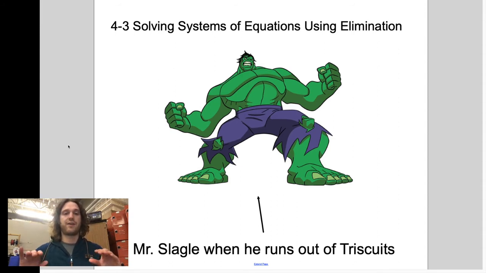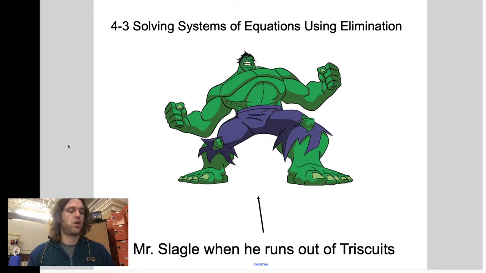Now, when we learned graphing, sometimes if the lines didn't cross directly on a grid line, we had to estimate what the solution was. With substitution, we got an exact answer. Turns out, with elimination, you also can get an exact answer, which is why it is a great technique as well.